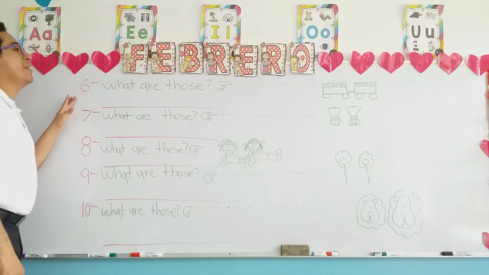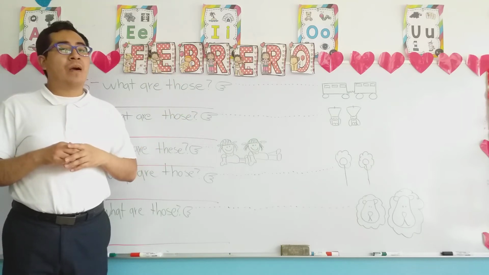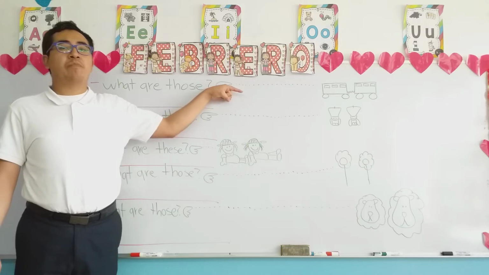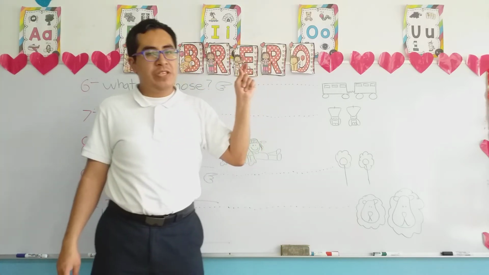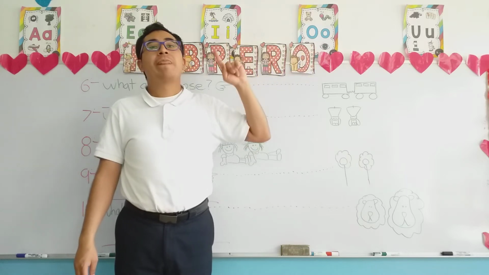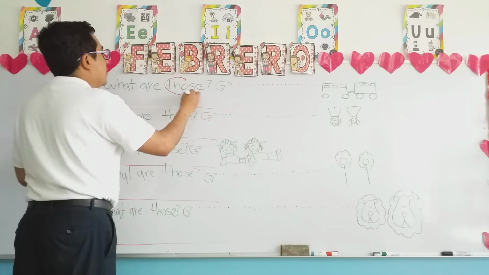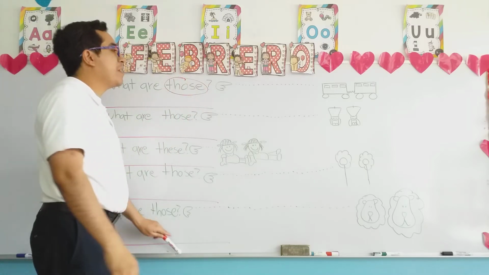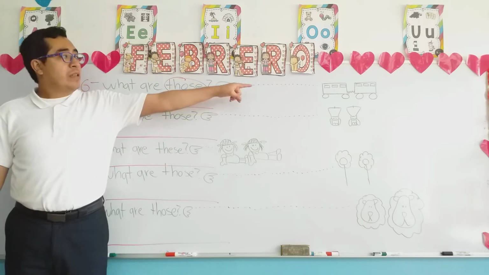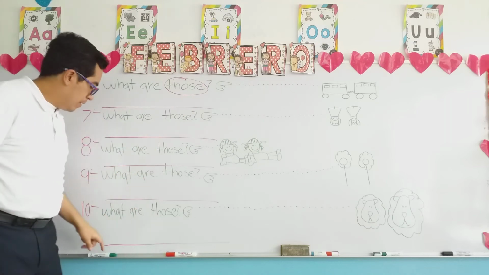Number 6, it says, what are, vamos a ver qué es. So here we have the finger and it's pointing to objects that are far from us. So the word is those, esos. And the question says, what are those? ¿Qué son esos?